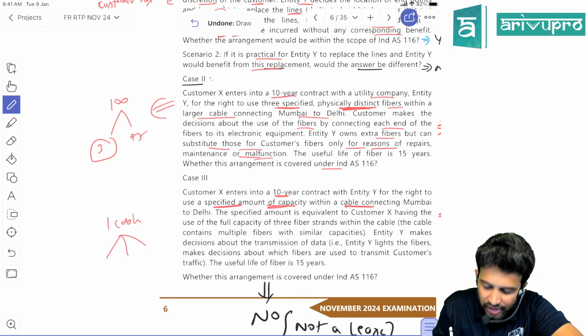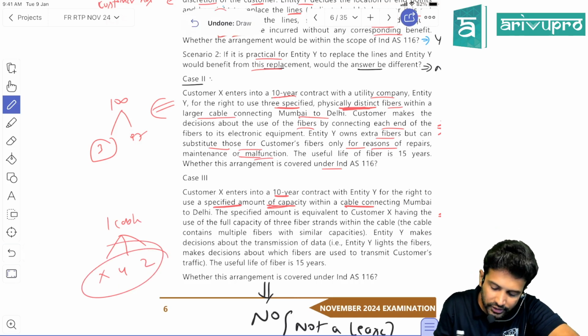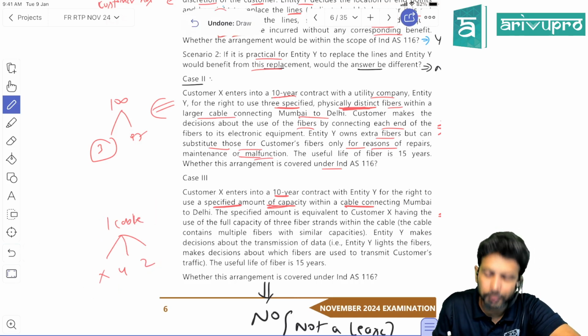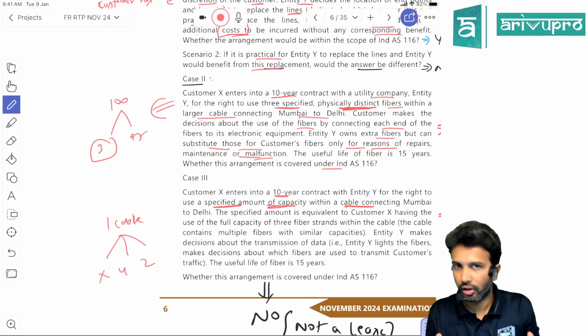This one cable is being leased out to multiple vendors. Let's say X, Y, Z. All the 3 entities will use this one particular cable. Alright, so this is what we mean by a single asset leased out to many vendors or many customers.